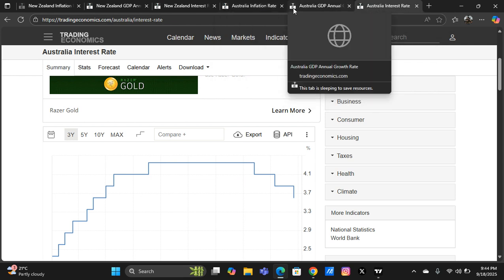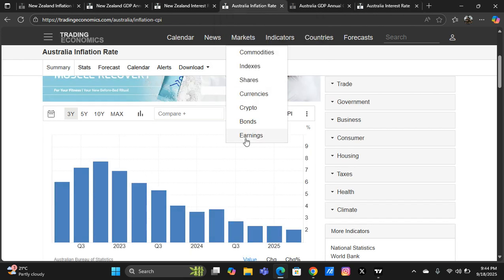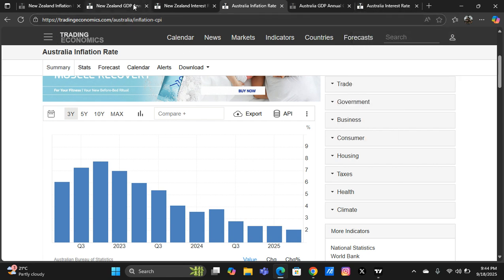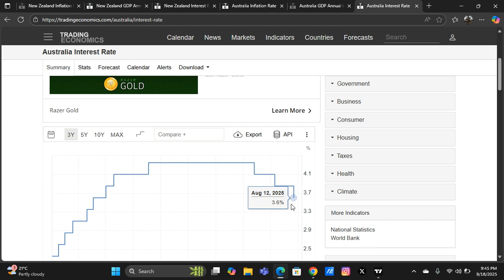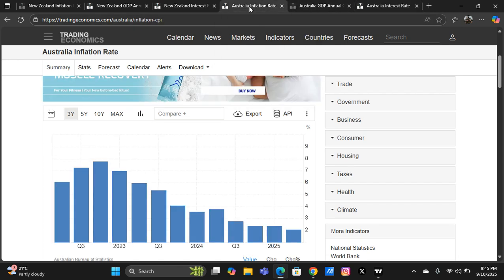So those are the things that we're trying to do. We're trying to jump in ahead of the Reserve Bank. So you can see that since they started cutting the interest rates, in fact, those interest rates are not far from each other. Look at here, we have 3% for New Zealand, and here we have 3.6% for Australia. So both interest rates are good for holding that positive carry.